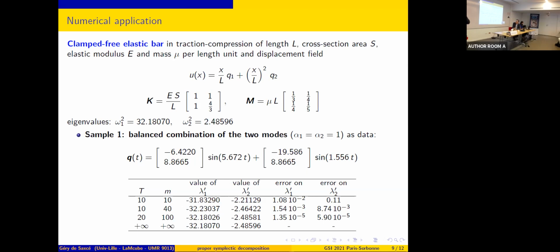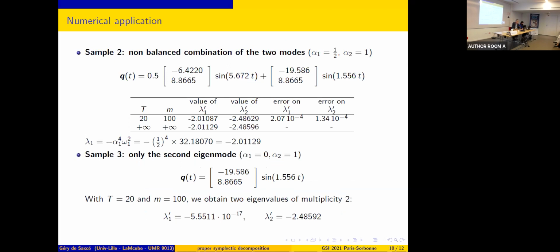So we refine by a factor 4. And so the error is about 10 to the minus 3. And finally, with caps T equal to 20 and m equal to 100, the error drops to 10 to the minus 5. It's very, very accurate. Now, the second sample is with the non-balanced combination of 2 modes. The first one is divided by 2.